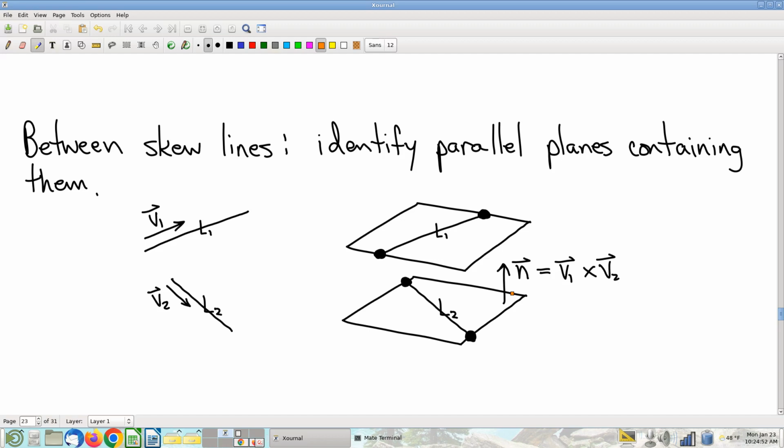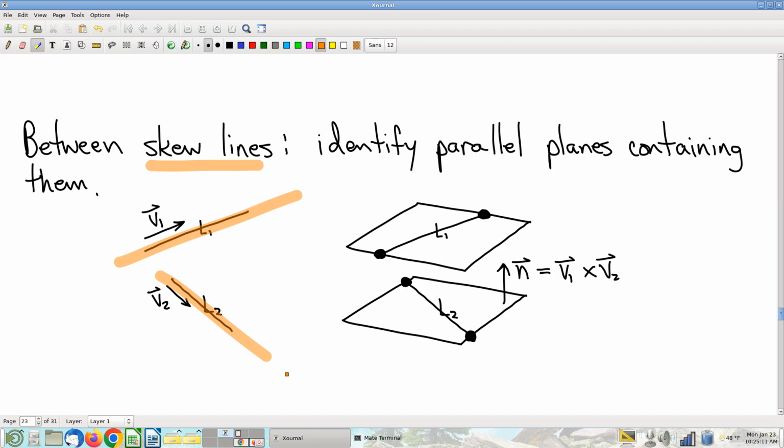Okay. All right, so skew lines. Skew lines, you may recall from high school geometry, are lines in space that are not parallel and that don't intersect. It's what you might call a worst case scenario for lines. They have nothing in common.